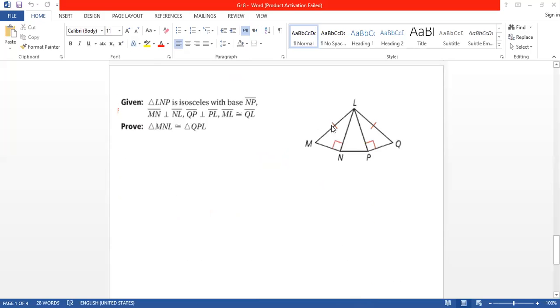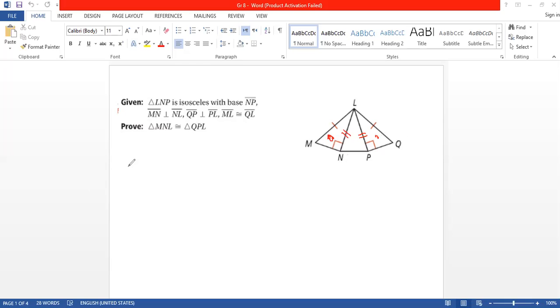Another exercise, and this will be the last exercise. Triangle LNB is an isosceles triangle with base NB. That means this side equals this side because it is isosceles. MN is perpendicular to NL. QP is perpendicular to PL. ML is congruent to QL. Prove that triangle MNL is congruent to triangle QPL.